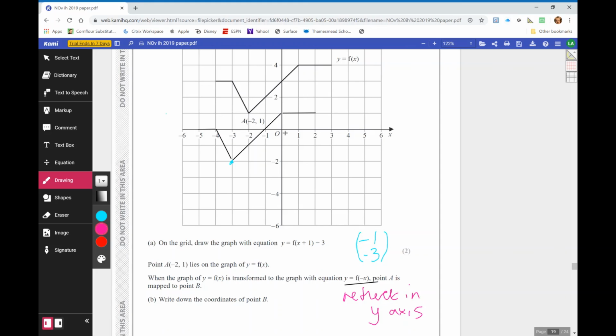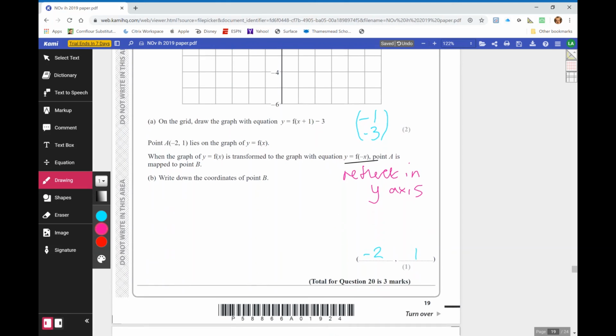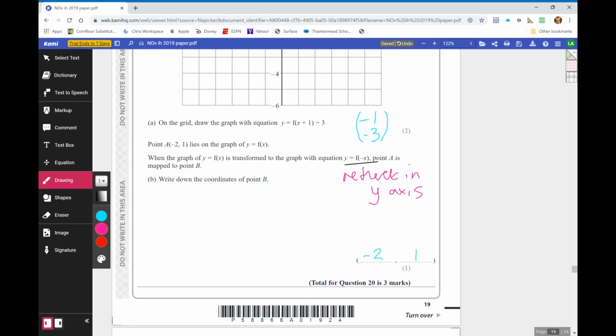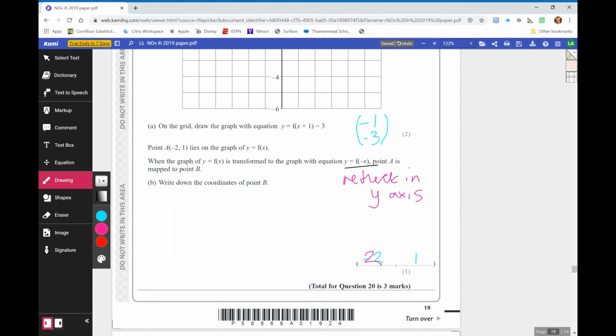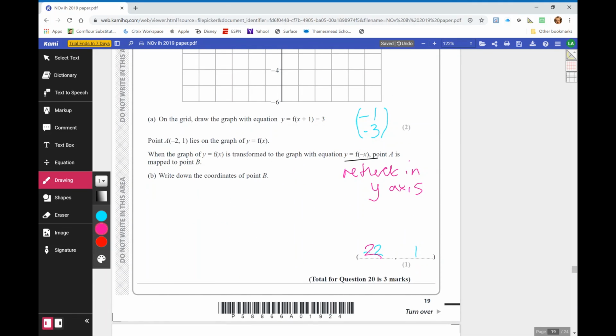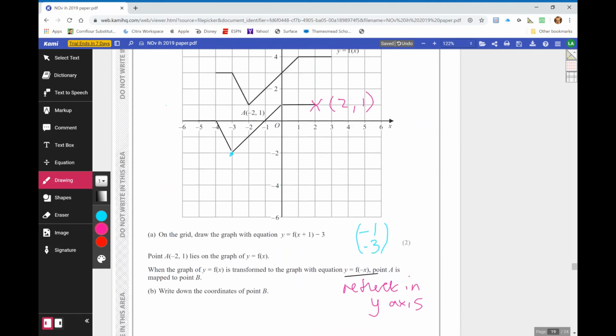So what will happen, this y-axis down here, this will reflect over here. So this point, minus 2, 1, now becomes 2, 1. Okay, so the coordinate there is 2, 1. So what's happened, as you can see, the x value has changed, but the y has stayed the same. Okay, so that's what that means inside here. It's a bit confusing, it's a reflection in the y-axis, but it does only affect the x: 2 and then 1. Okay, so I hope that's quite clear.